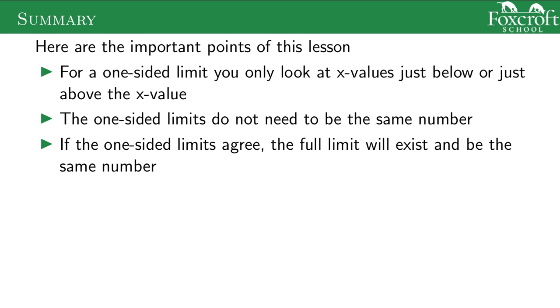So a quick summary of this video. For a one-sided limit, you're only looking at values just below or just above your x value. You're kind of blocking off the stuff you don't care about, just to the left or just to the right of your x value.